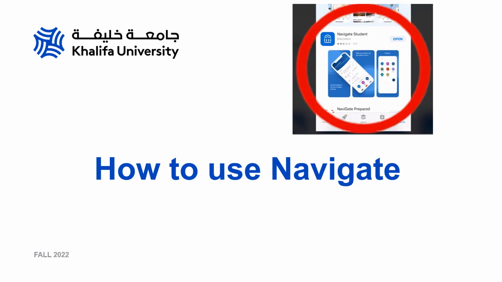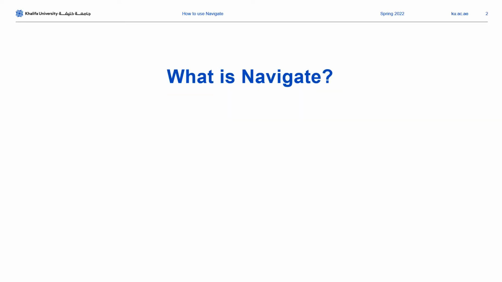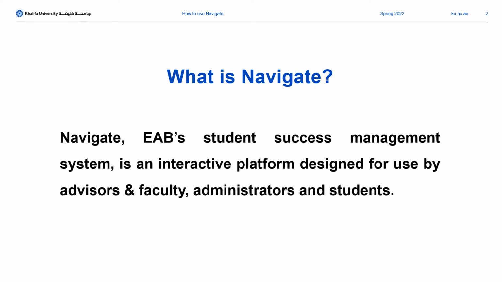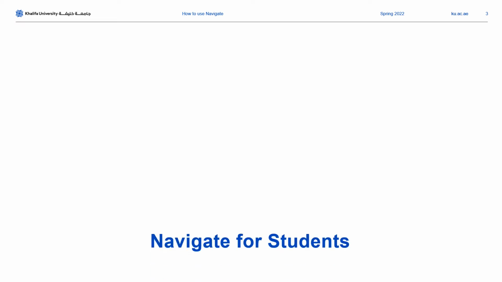This presentation has been put together to help you find, use, and hopefully benefit from Navigate. So what is Navigate? Navigate is a student success management system, mostly used with undergraduates at KU, but it's an interactive platform that can be used by all students so that you can easily link to people and not have to be emailing backwards and forwards to get things done.